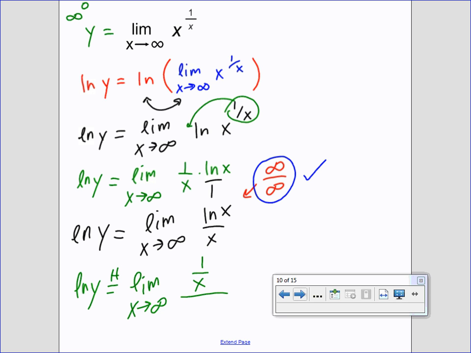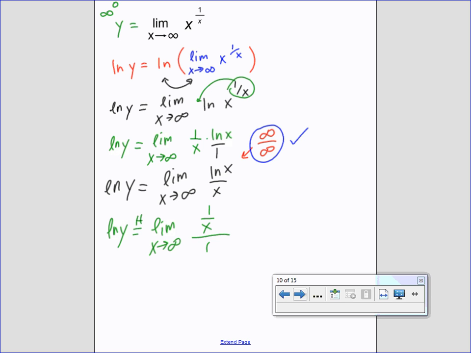What's the derivative of x? Oh, I love that one. Gosh, I love the derivative of x. So this whole thing ends up being easy to evaluate. We just need to consider what happens to the expression 1 over x as x goes to infinity. What happens to this quotient as x goes to infinity?